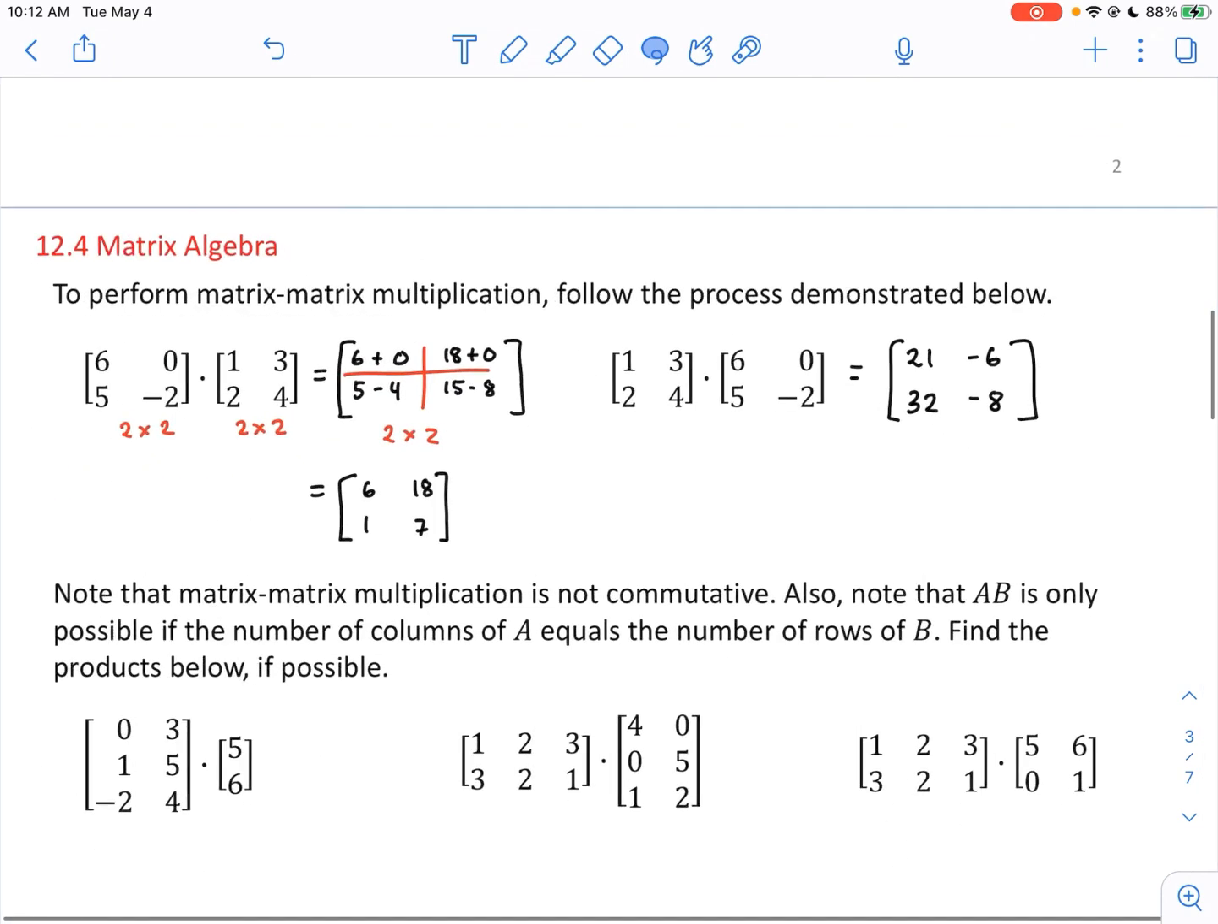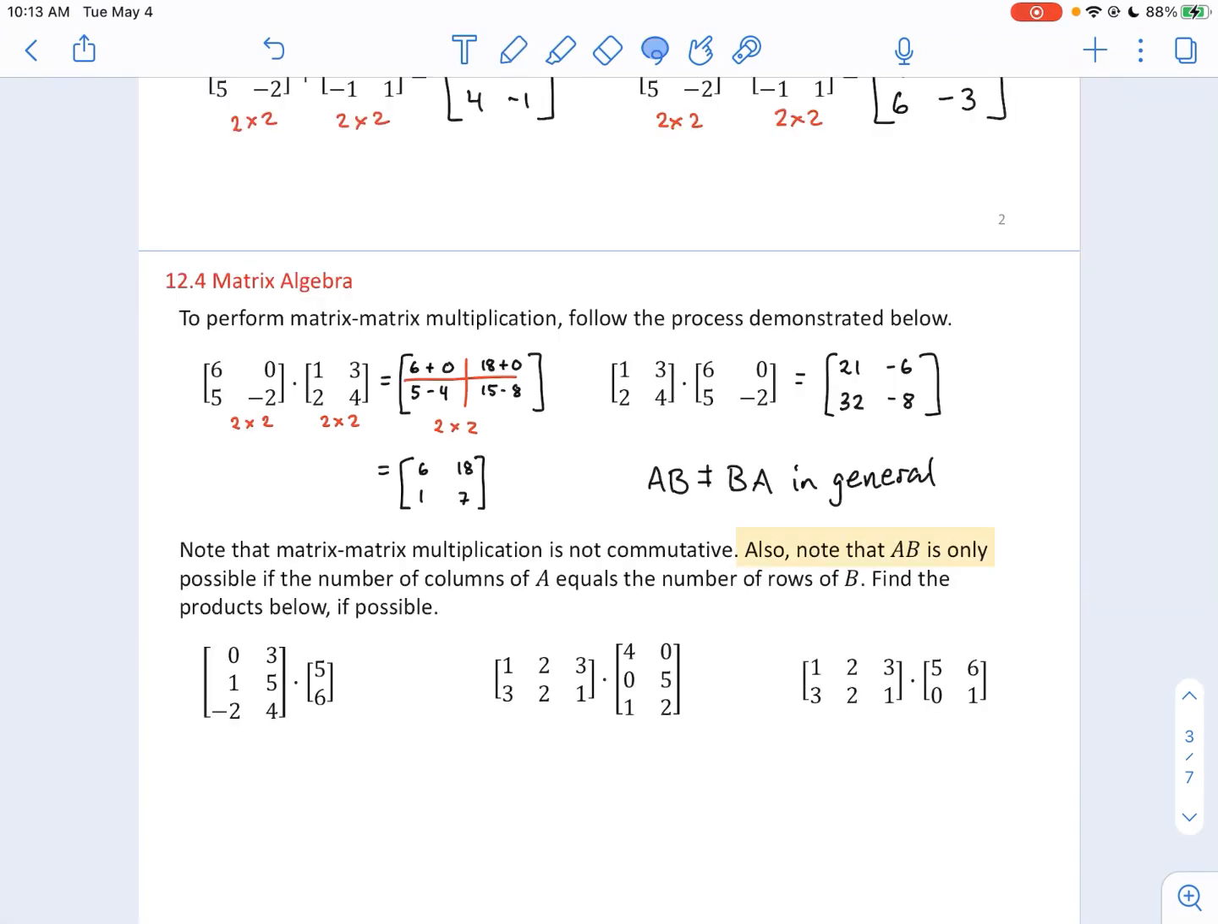And the first thing that should jump out to you is that the results are not the same, suggesting that matrix multiplication is not commutative. In general, A times B is not going to be the same thing as B times A when you multiply matrices. Also, note that A times B is only possible if the number of columns of A, which is the matrix on the left, equals the number of rows of B, which is the matrix on the right.